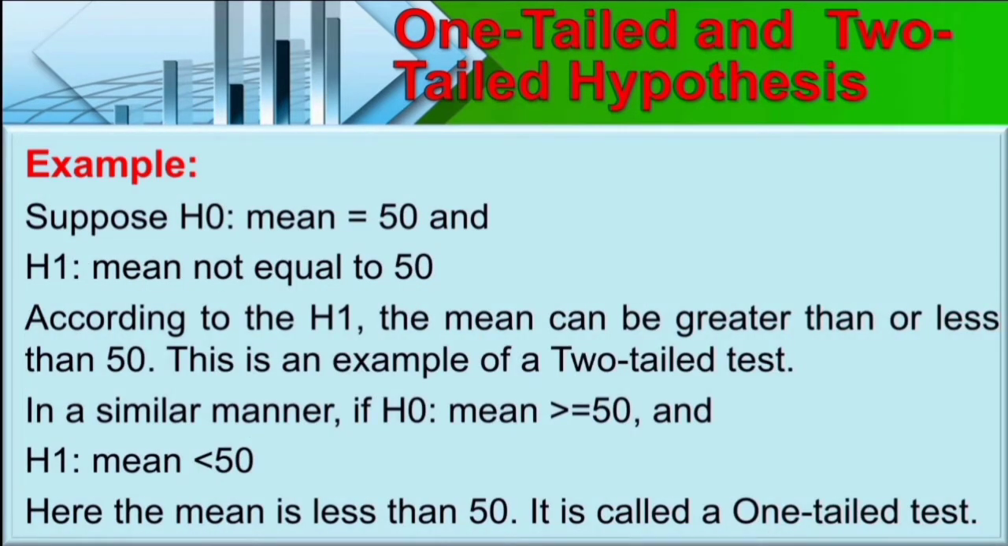One-tailed and two-tailed hypothesis example. Suppose H0: mean is equal to 50 and H1: mean not equal to 50. According to the H1, the mean can be greater than or less than 50. This is an example of a two-tailed test. In a similar manner, if H0: mean is greater than 50 and H1: mean is less than 50, here the mean is less than 50, it is called a one-tailed test.